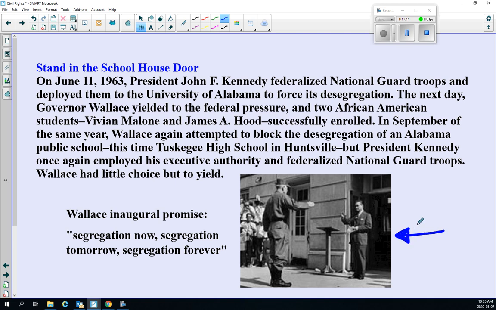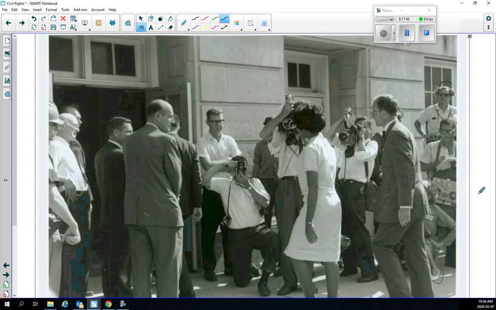Stand in the schoolhouse door. Wallace had promised segregation now, segregation tomorrow, segregation forever. And so, to make good on his words, he stood in the schoolhouse door to ban them from entering. But eventually, Kennedy sent in the National Guard troops again to the university to enforce the desegregation of that school. And so, in the end, the kids did get to go in, and they got to attend the University of Alabama. Another good example of the American Civil Rights Movement. There's a photograph of them finally getting in.